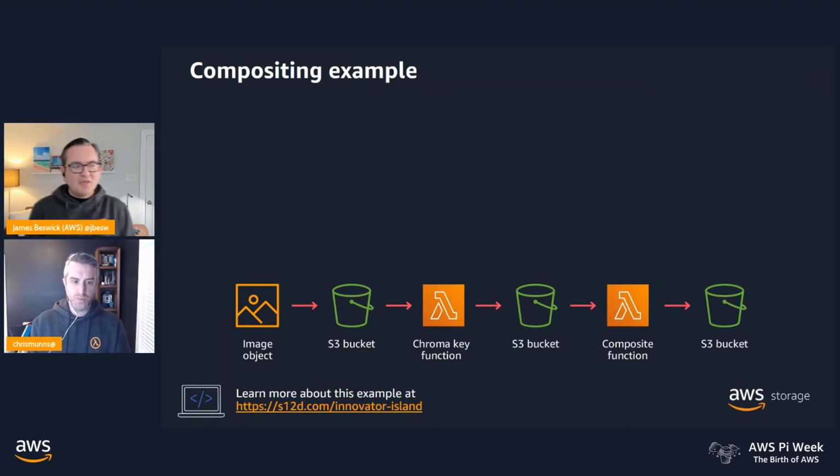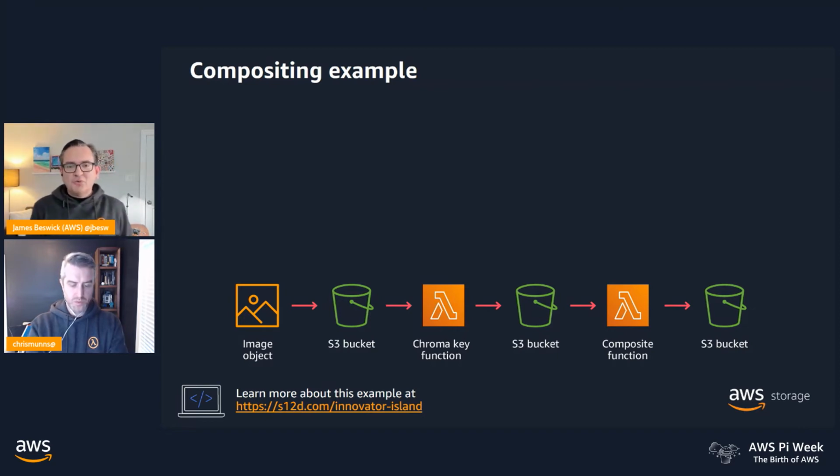So I want to show you a quick example before we go into the code. We have a workshop called Innovator Island, which you can visit at the URL on the screen, s12d.com/Innovator Island. And this takes the image processing example just a little bit further, where we do some compositing. Compositing is a technique often used in TV and movies where you have green screen images, and you remove the green screen and replace it with some other background.